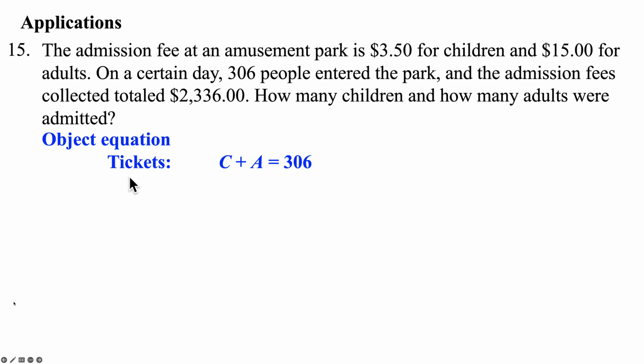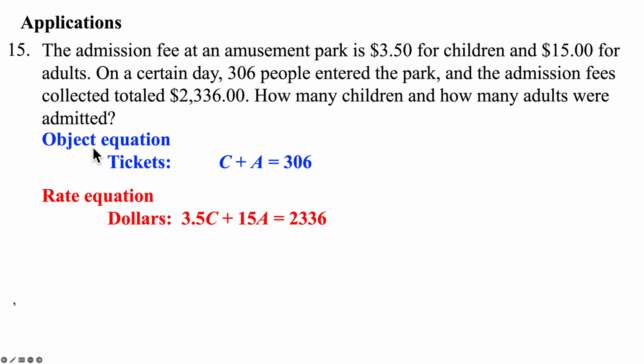The second equation you create has to now do with the money. All right? I like to call it a rate equation. My rate is in dollars. My rate of $3.50 for a child's ticket. Multiply 3.5 to the C. $15 for an adult ticket. Multiply 15 to the A. Total money, $2,336. So there's my setup.